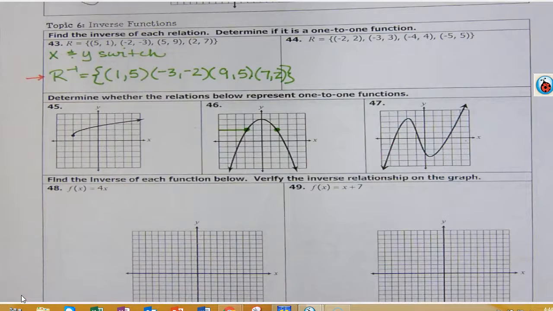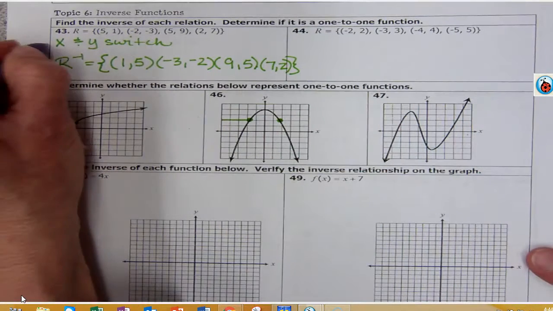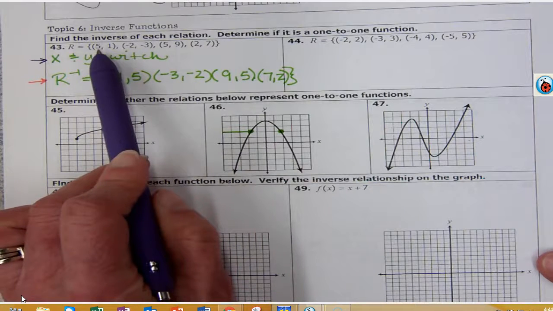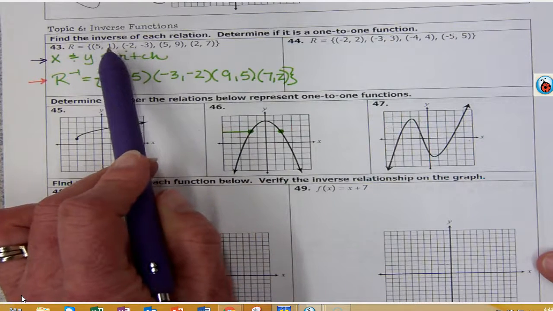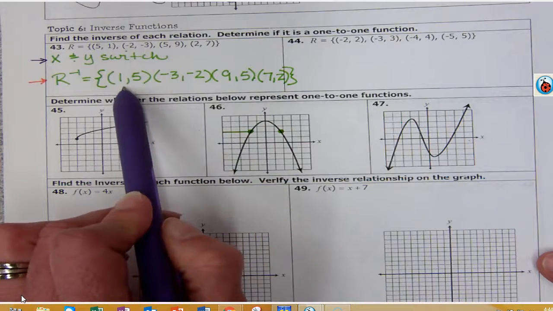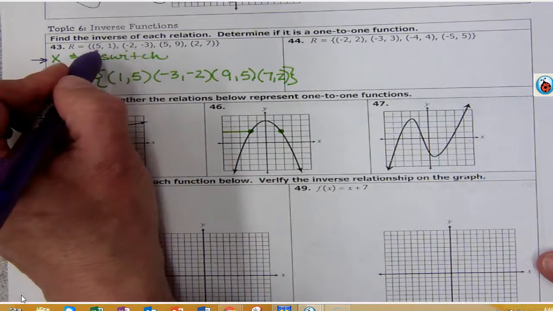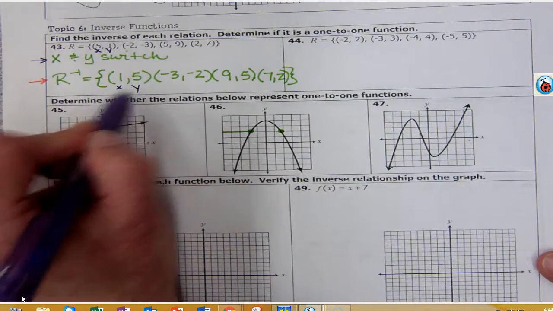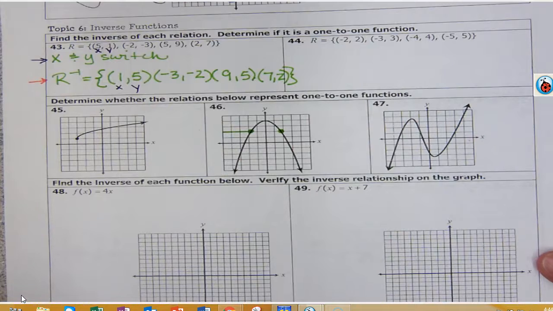So let's cover a couple of the inverses. You know that the inverse of a relationship is basically you're going to switch your x and your y. So when you have a relation 5, 1, the inverse would be 1, 5. You basically are switching your x with your y. Your y becomes your x and your x becomes your y.